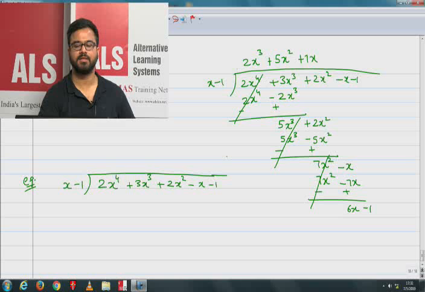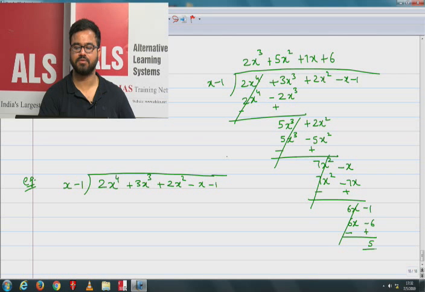Now again multiply this x with 6. So we will get 6x and minus 6. Again subtracting. This will get cancelled out, and 6 minus 1, that is equal to 5. So this is our remainder, this is our quotient.